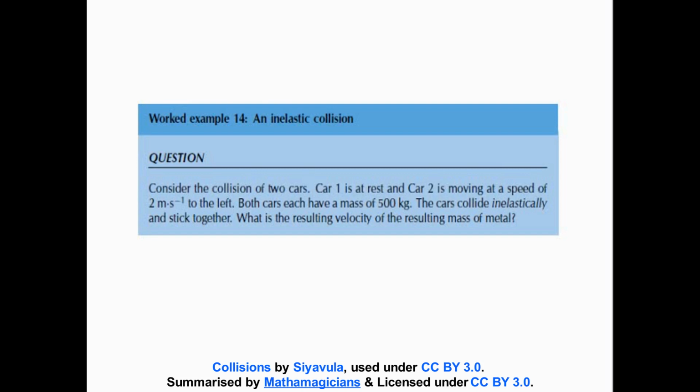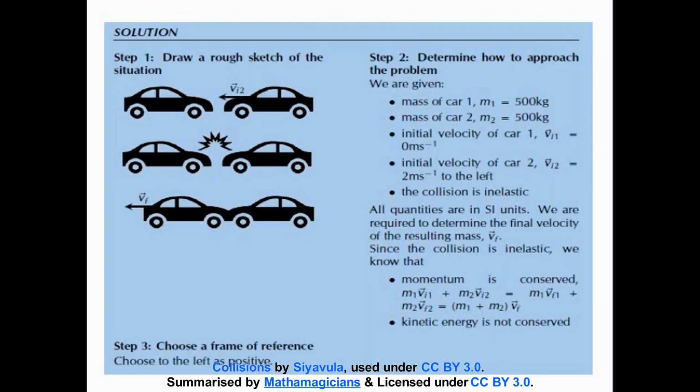Let's look at how we should approach this question. Always, step 1, let's draw a rough sketch of the situation just to see what we are looking at. Over here we have drawn the collision for you. Car 2 is moving but car 1 is stationary. They collide and stick to each other. If a moving object collides with an object standing still with the same mass, the stationary object will in fact move after the collision.